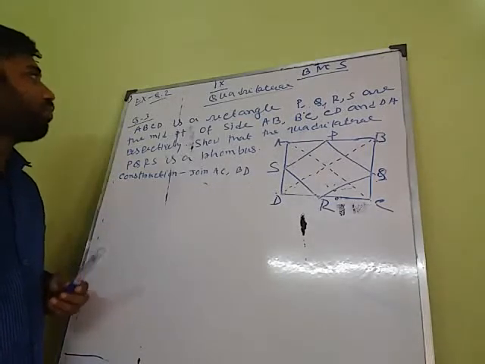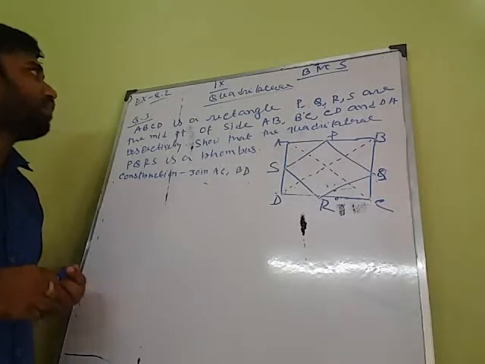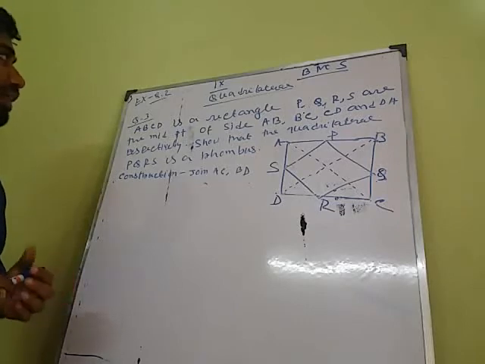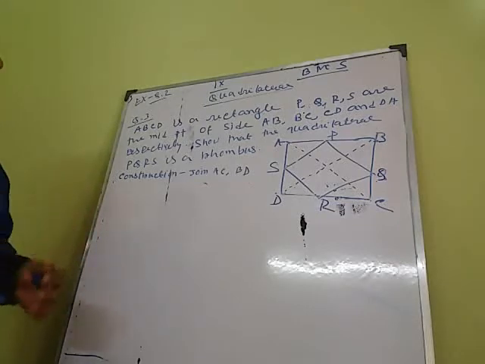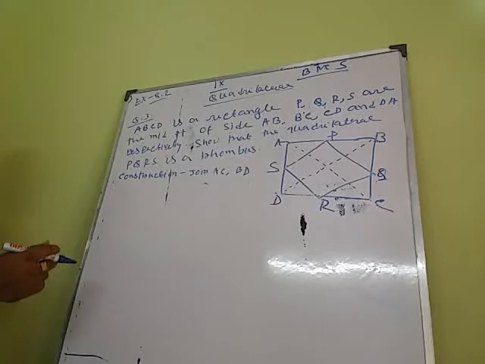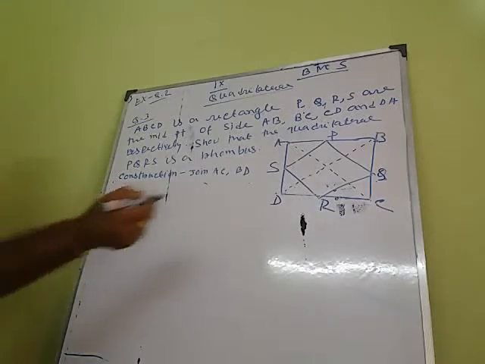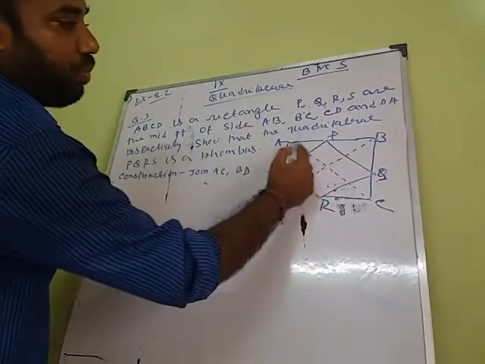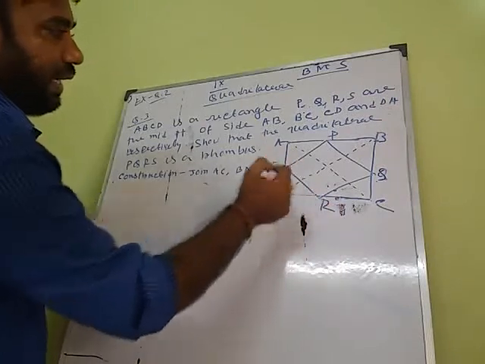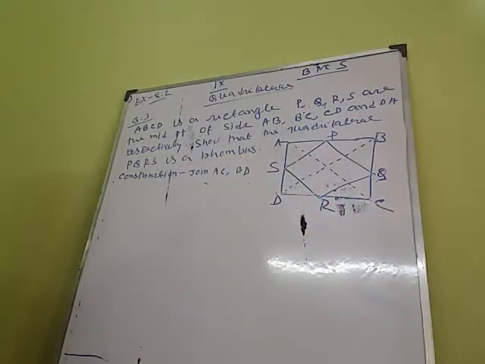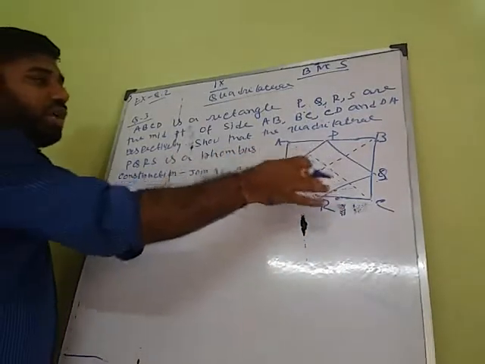Students, today I will solve question number 3 of exercise 8.2, that is quadrilateral. ABCD is a rectangle, and P, Q, R, S are the midpoints of AB, BC, CD and AD. Now we have to prove that PQRS is a rhombus.